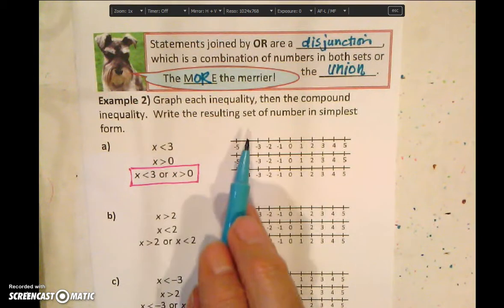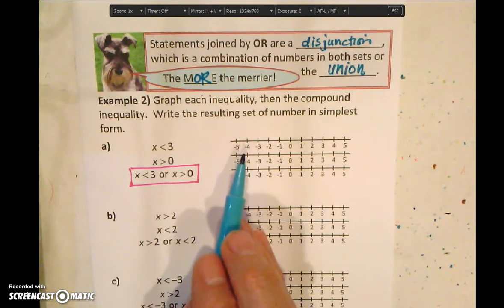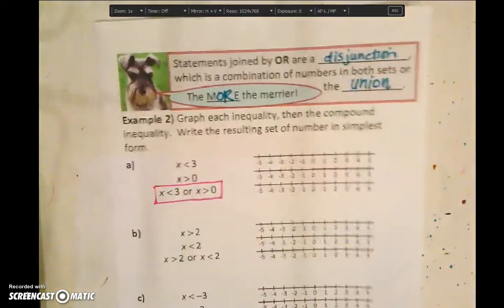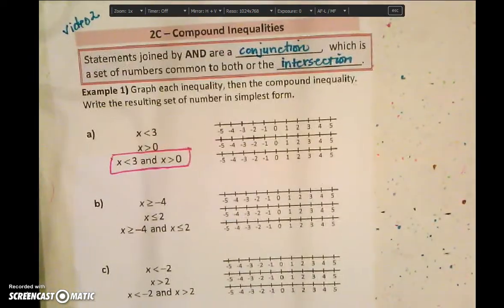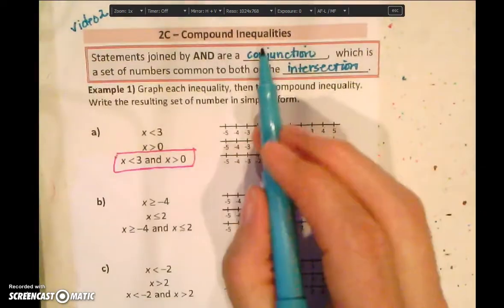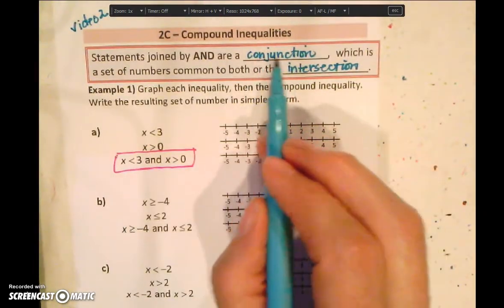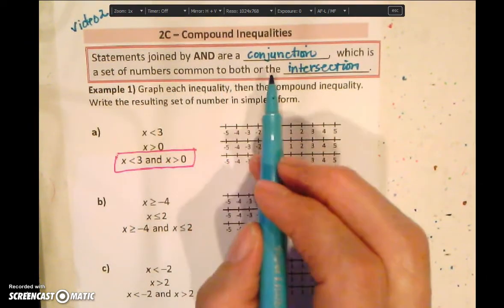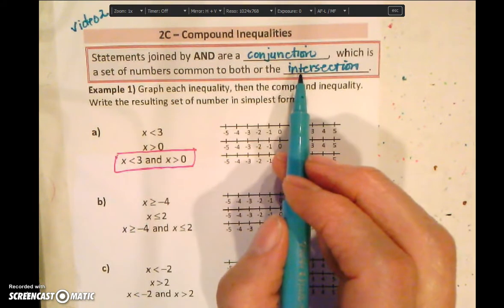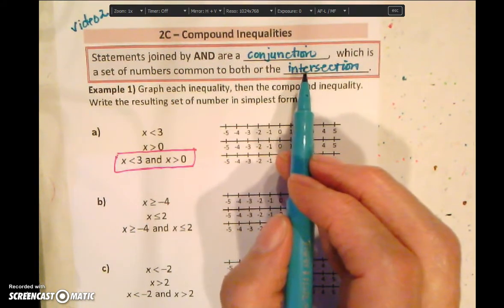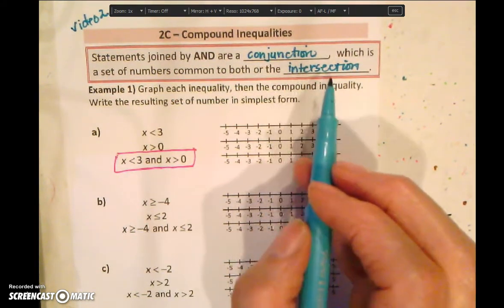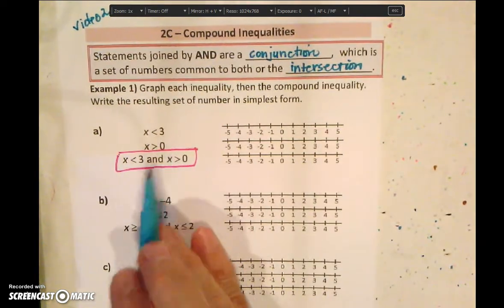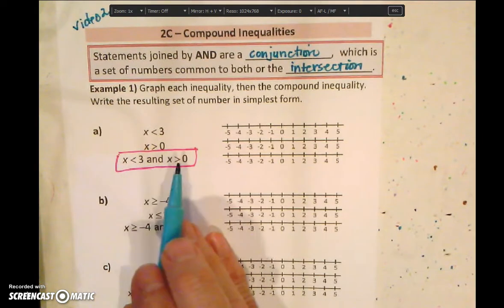I've added these extra lines up above it to help us think, but this is what the actual problem will look like. So statements joined by an and are a conjunction. That sounds like an English word, which is a set of numbers common to both or the intersection of the sets. So an intersection means an overlapping part of it. So we're going to look then for the solution to this inequality here.